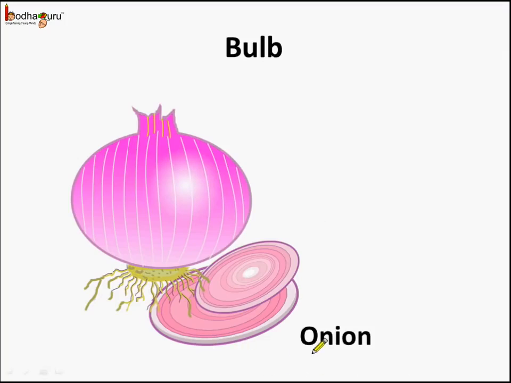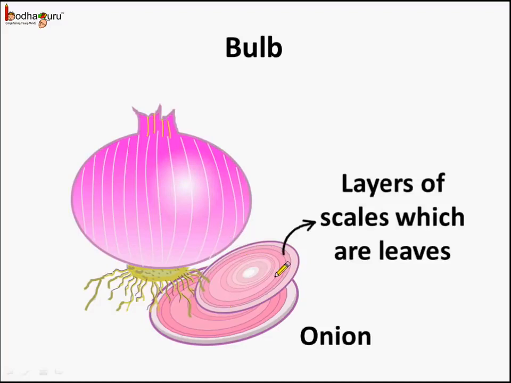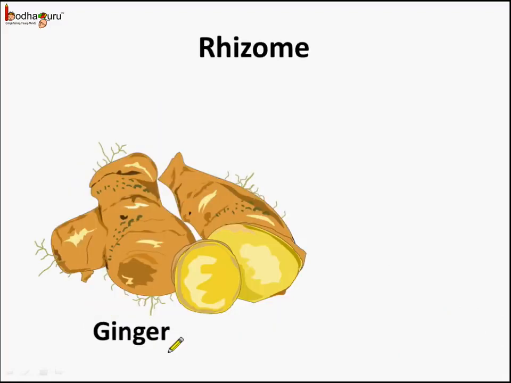Same way, what about onion? Onion is a bulb, and this is also a modified stem, to be specific, an underground modified stem. Here we see the onion has layers of scales which are actually leaves, and inside there is a bud. And also we see the base of the onion has roots. That onion is an underground stem and it is called a bulb.